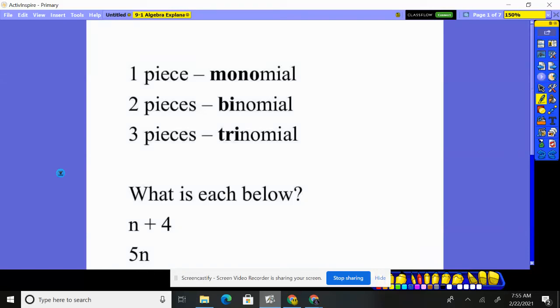All right, we want to talk about polynomials. Polynomials is just a bunch of different things. We'll look at them in a second. But if you only have one piece, one thing, it's called a monomial. Two pieces, well, what is the word for two? Bi, so it's a binomial. And a three-piece term is going to be a trinomial.